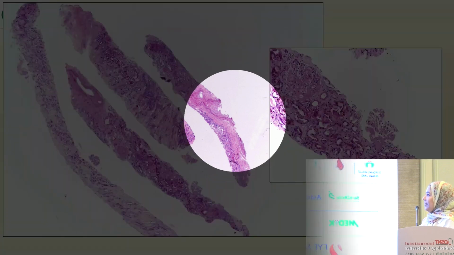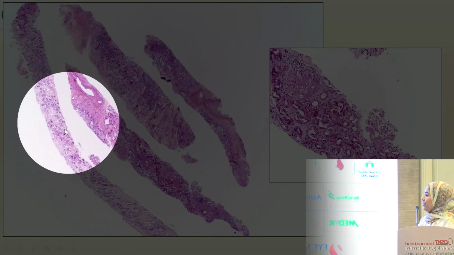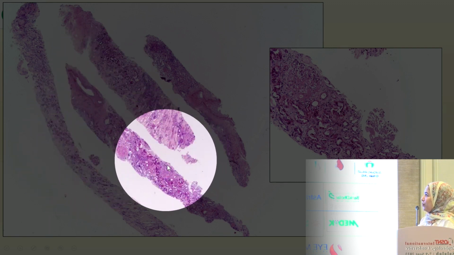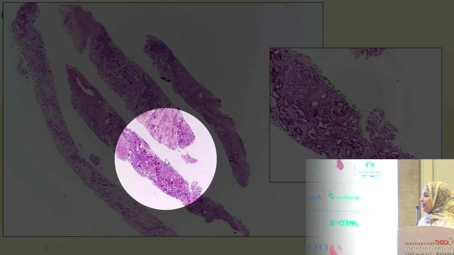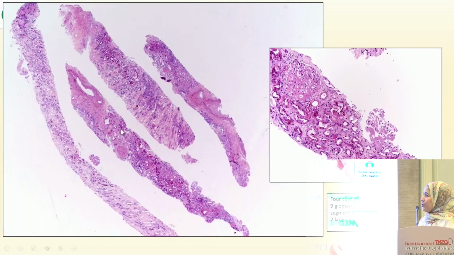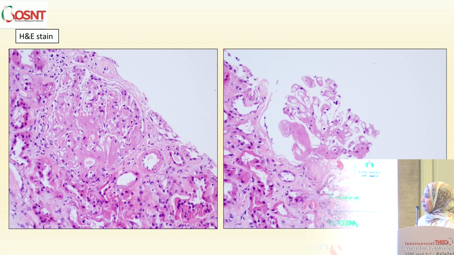So we had these 4 cores of renal tissue, including both the cortex and medulla. Looking generally at the background, there were definitely areas of fibrosis and atrophy, so it was not an entirely normal kidney. We had a total of 9 glomeruli, 4 of which were totally sclerosed, 1 was segmentally scarred, and there were 2 large arteries. Looking a bit closer, here's one glomerulus. Now remember, this patient is not diabetic.